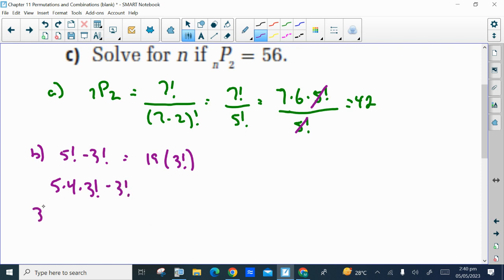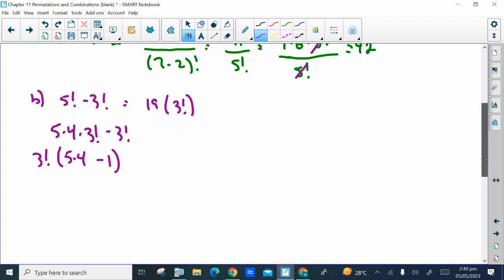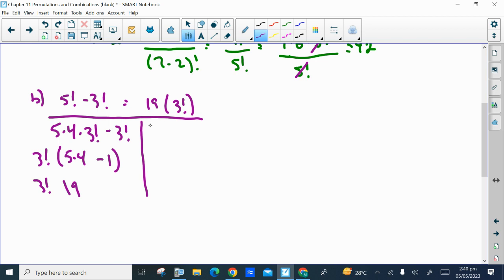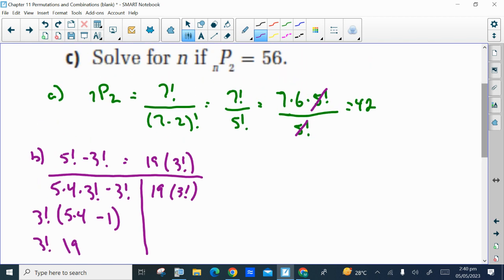There is a common factor of 3 factorial here. And you're left with 5 times 4 minus 1. If you divide both of those terms by 3 factorial, that's what you'll get. 5 times 4 is 20, and 20 minus 1 is 19. So there we've got the same thing on both sides. Doesn't matter that they're written in different orders. When you multiply two factors together, order doesn't matter. Right, so there's part B done.